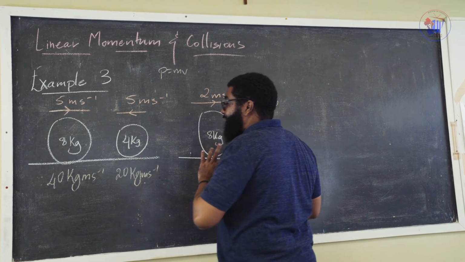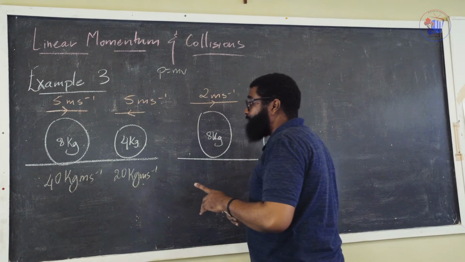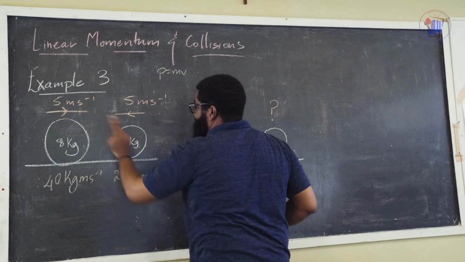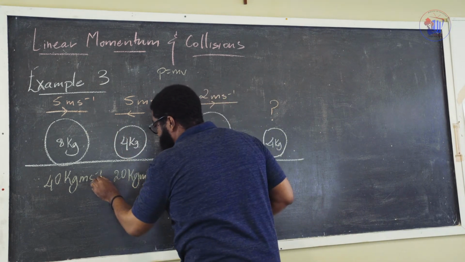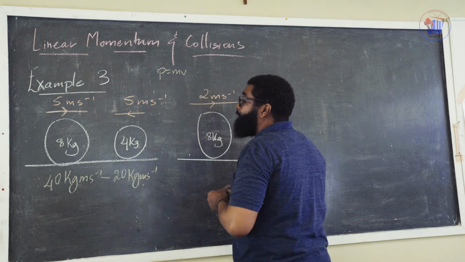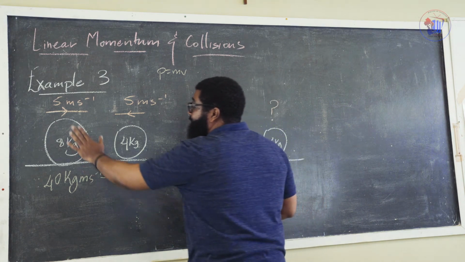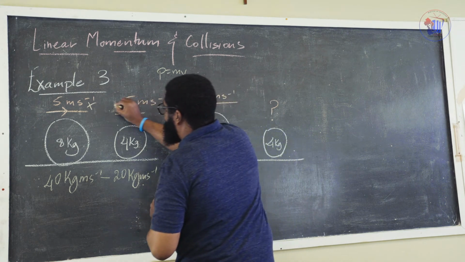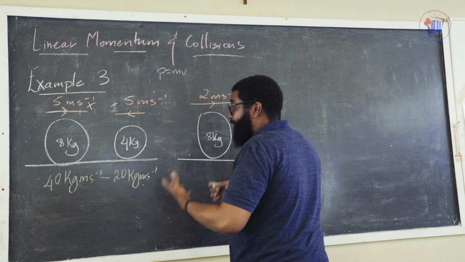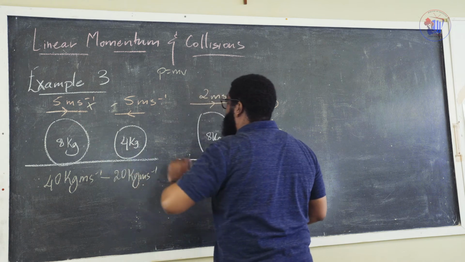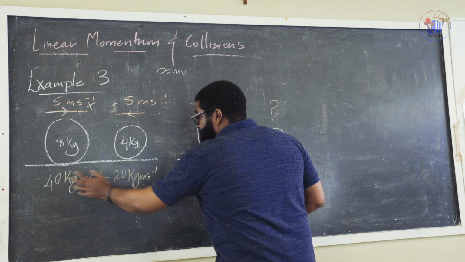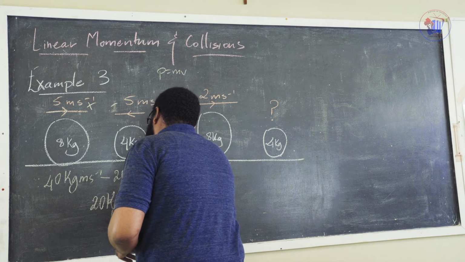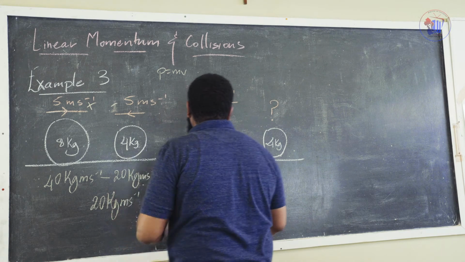You will notice that I have put no sign. The velocities are in opposite directions. Therefore, we subtract. What this means is that I've taken that side as positive, and this side will obviously be negative since it's the opposite direction to that. This means 40 minus 20 gives us a grand total of 20 kilogram meters per second.